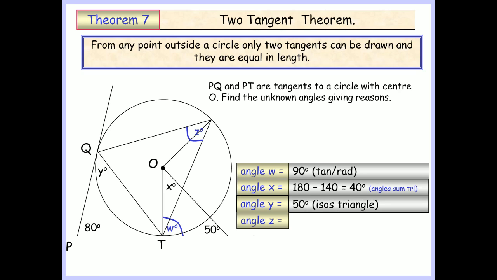And then z. How are we going to work out z? It's the alternate segment theorem. So we have a chord here, with an angle between the chord and the tangent of 50, right here, and that chord has an angle subtended to the circumference. So these two angles are going to be the same, and voila, 50 degrees.